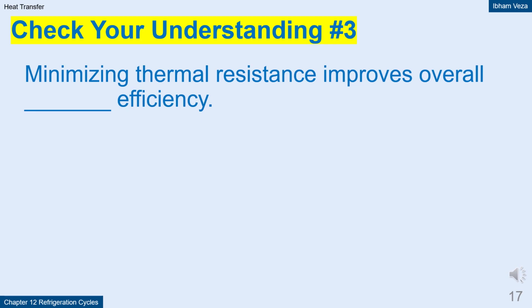Check your understanding number 3. This section again emphasizes the relationship between thermal resistance and heat transfer efficiency. The question is designed to ensure that reducing thermal resistance improves system performance. This is a direct consequence of the thermal resistance network model. This understanding is important before moving to overall heat transfer coefficient calculations. This short evaluation strengthens students' physical intuition.